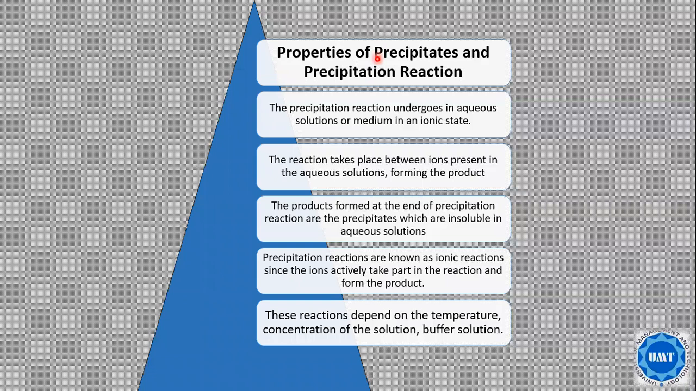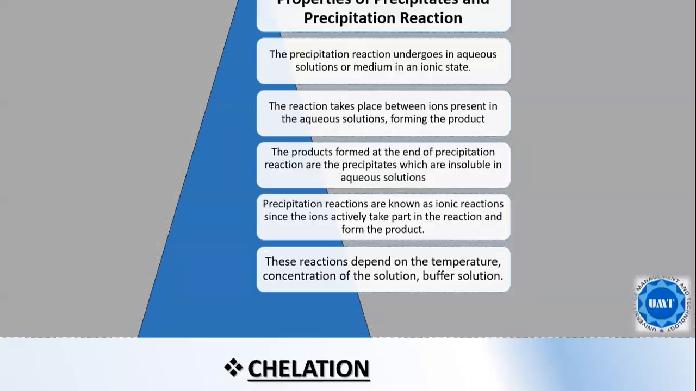What are the properties of the precipitate and the precipitation reaction? The precipitation reaction undergoes in an aqueous solution or medium in an ionic state. The reaction takes place between the ions present in the aqueous solution, forming the product. The products formed at the end of the precipitation reaction are the precipitate, which is insoluble in the aqueous solution. Precipitate reactions are known as ionic reactions, since the ions actively take part in the reaction and form the product. These reactions depend upon the temperature, concentration of the solution, and the buffer solution.